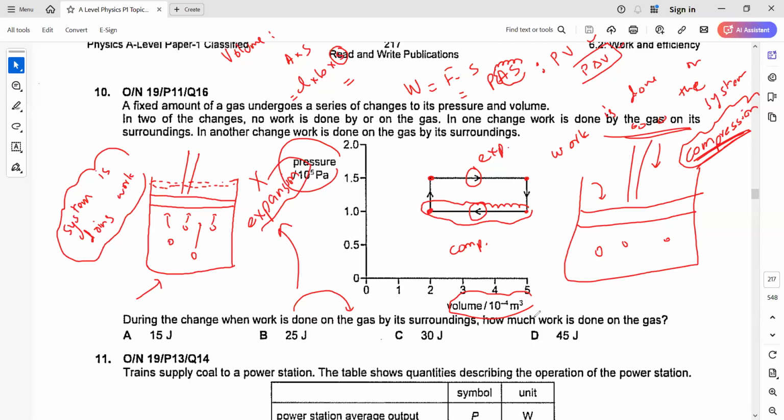Okay. So do we have value of P here? Yeah, we have. That's 1 exponent 5. Do we have change in volume from 5 to 2? So basically the volume is going to be 3 exponent minus 4. So that's going to give us 30 joules. 1 exponent minus 5 and 3 exponent minus 4, 30 joules. So do you guys get this? Question was very easy, but the background story is a bit complicated.